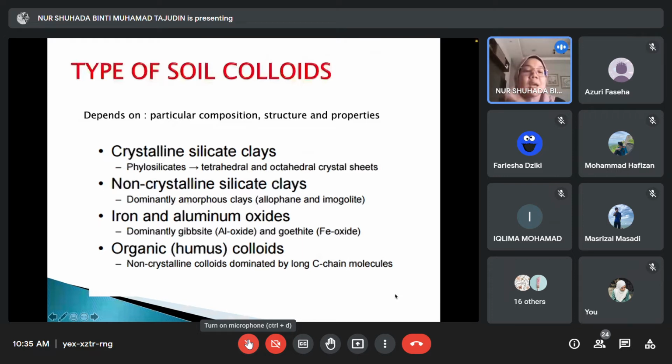So basically, we have 4 types of colloids, and we have to remember them. We have crystalline silicate clay, which is the most important, and we will go into details. Number 2 is non-crystalline silicate clay. Number 3 is iron and aluminium oxide. From the name itself, we know these colloids comprise aluminium oxides and iron oxides. The last one is what I mentioned just now, the organic colloids. So under colloids, we have clay, and also organic colloids, which is humus. But the most important is the first one, crystalline silicate clay.